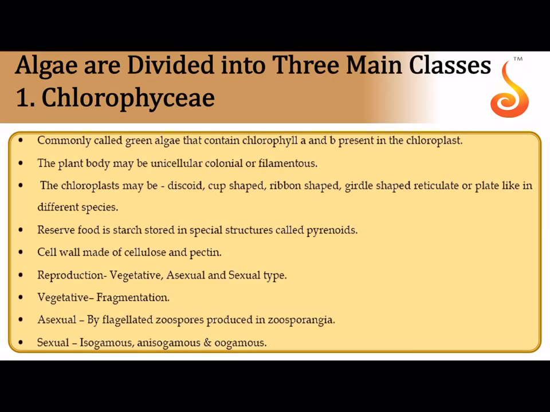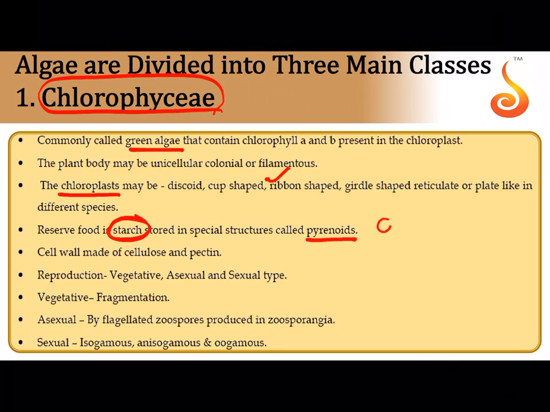Now let us see what the different classes of algae are. The first one is referred to as the green algae, called Chlorophyceae. In Chlorophyceae they have chloroplasts of different shapes. A very important point: they have starch as their reserve food material in the form of pyrenoid. Pyrenoids usually have a protein granule in the center and plate-like starch present around them. They have a cell wall.